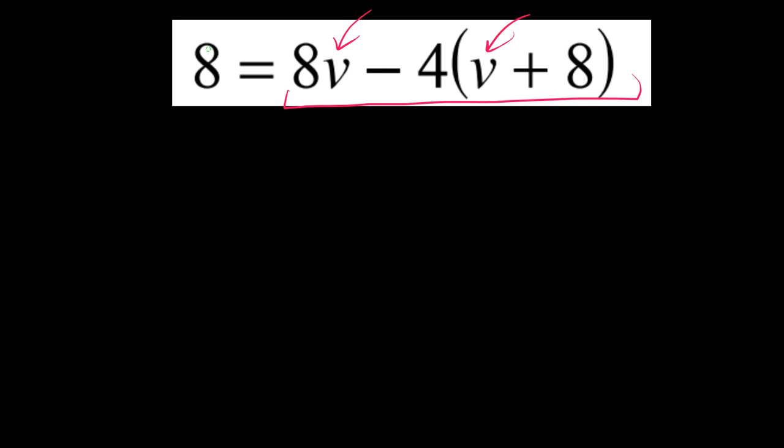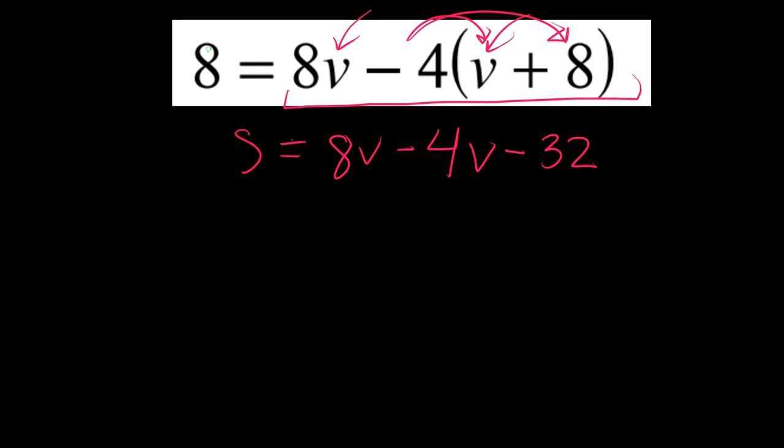As I'm looking at this expression on the right-hand side, I should start to notice that the distributive property could be used right here to distribute that minus 4. If I distribute that minus 4, minus 4 times v is minus 4v. And of course, minus 4 times 8 is minus 32. I'll bring everything else back down from the previous step. So I have 8 equals 8v minus 4v minus 32.